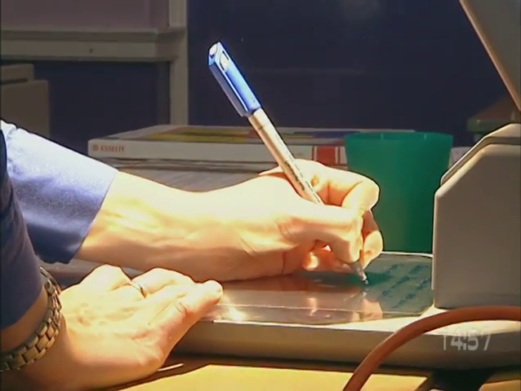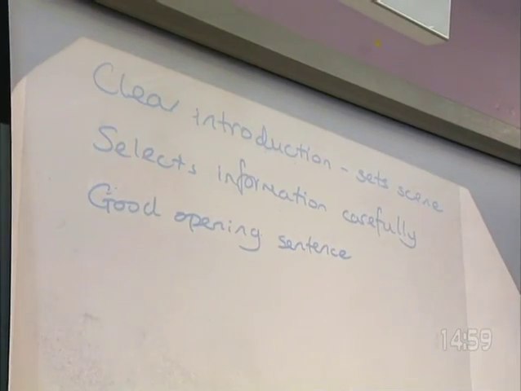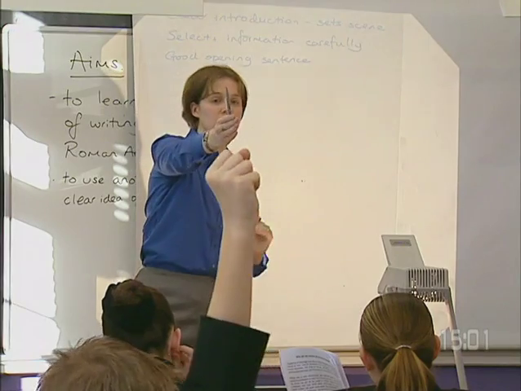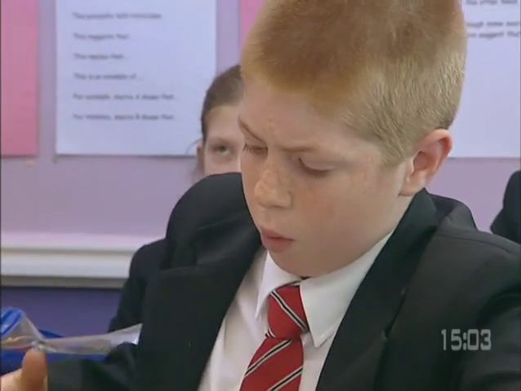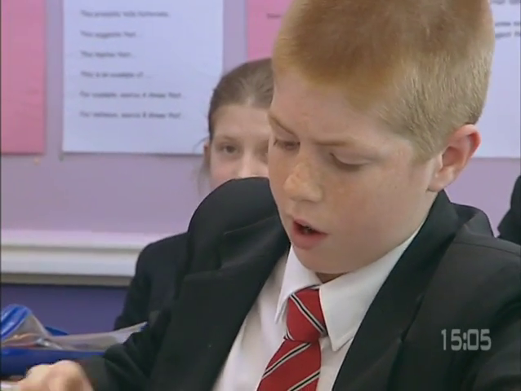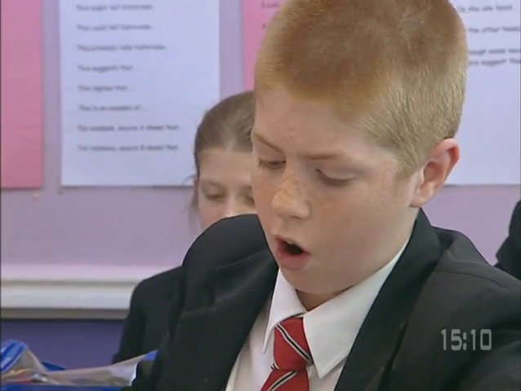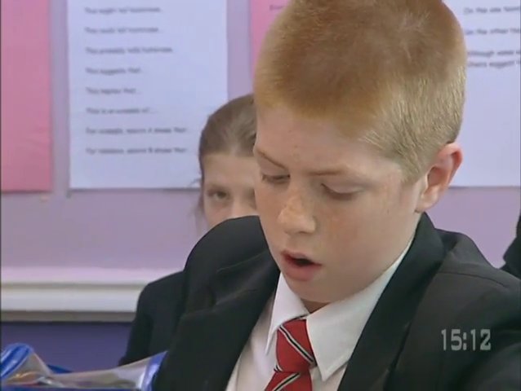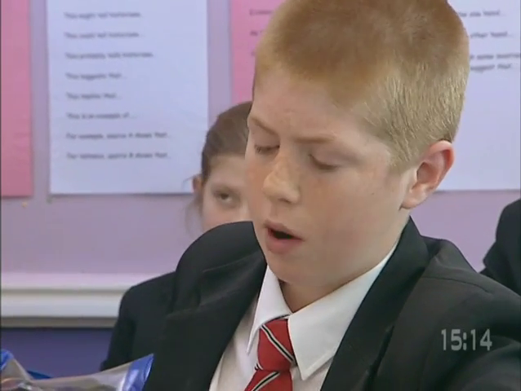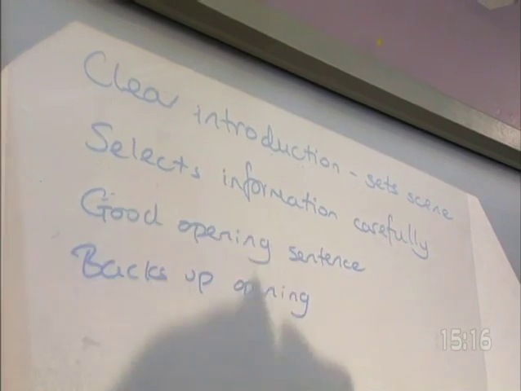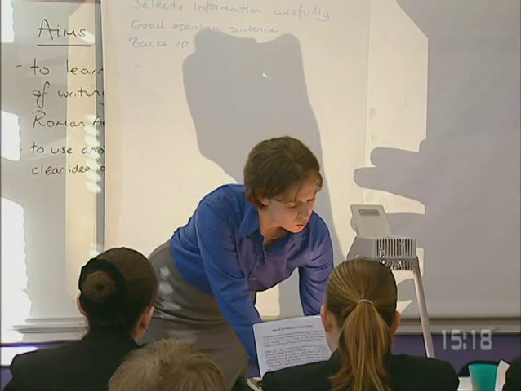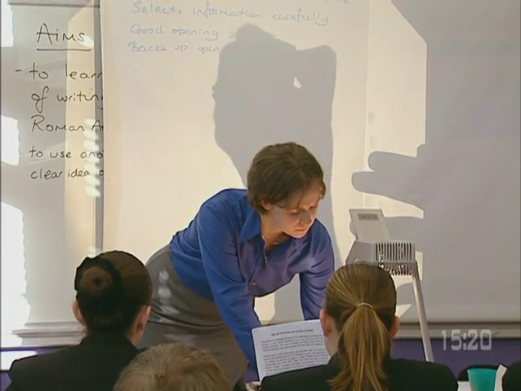Good. What happens next, as it were? What happens after that initial good start? Daniel? He backs up all the things he says, like he had a strong army because the archers were in front and the people on horseback were behind. So he backs up his opening sentence, doesn't he, by using evidence.